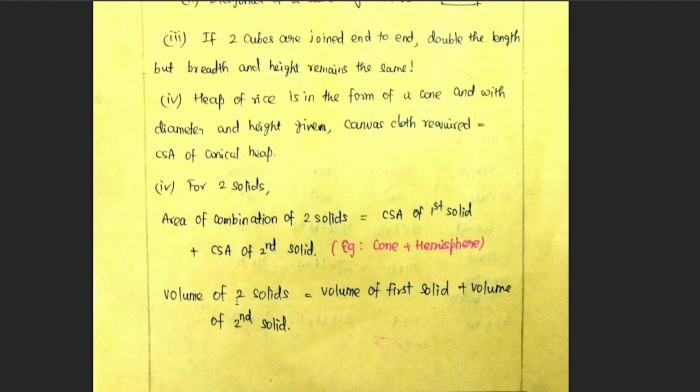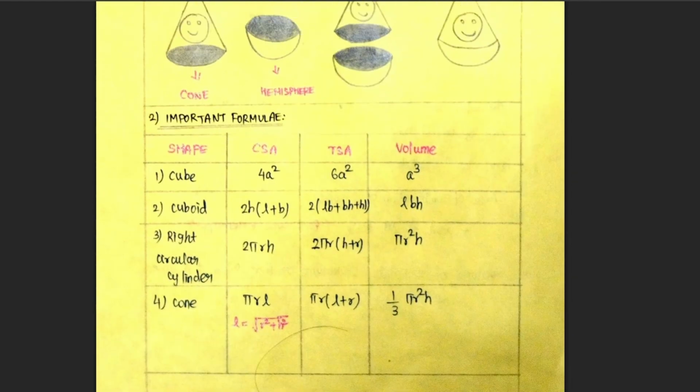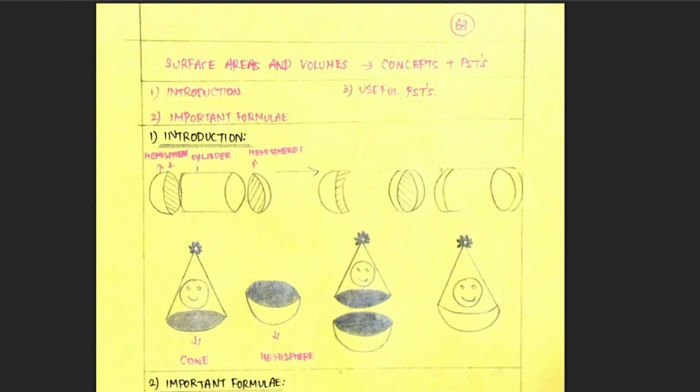For the volume of two solids, I will help you out with some question papers also. If they ask cone and hemisphere, you just have to add the volumes: volume of a cone plus volume of a hemisphere. So that's it. This chapter involves remembering these formulas, and you have to know how to do calculation in a very easy way. If you know both these things, then you can understand this chapter much more easily.